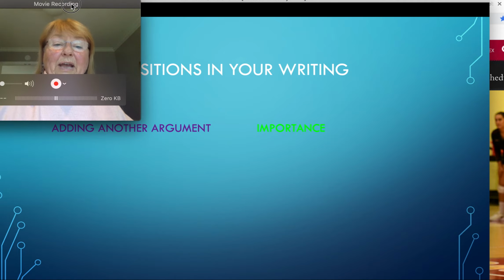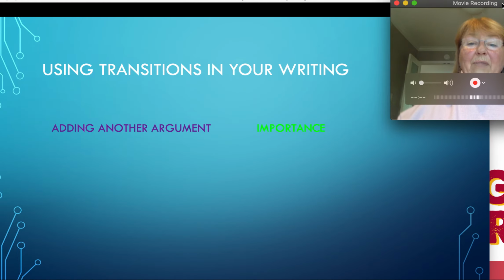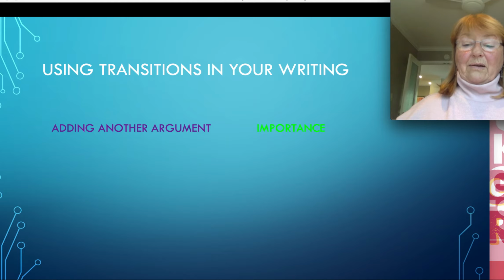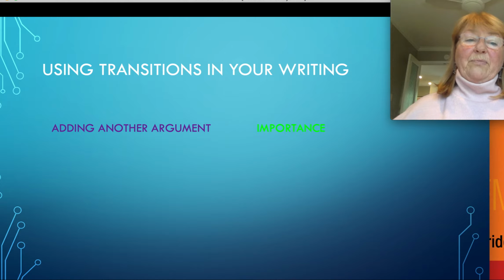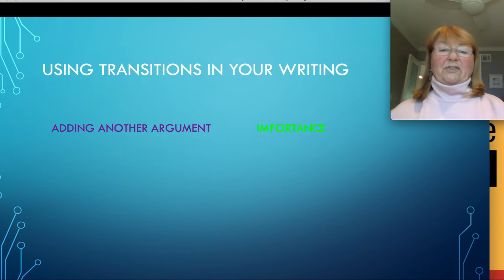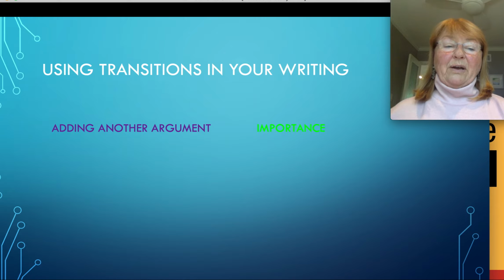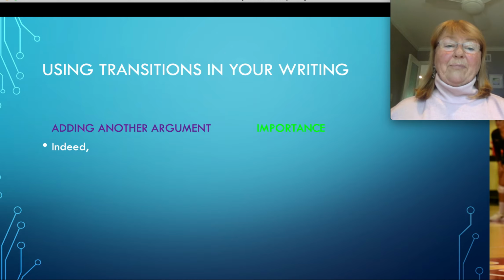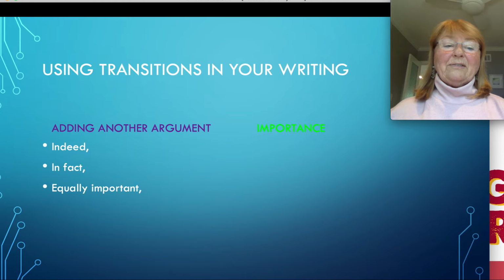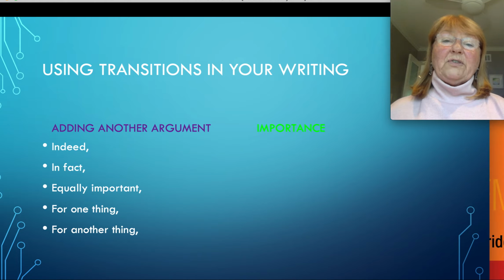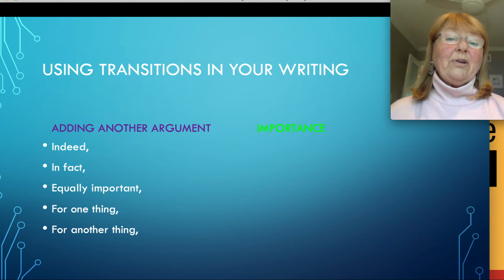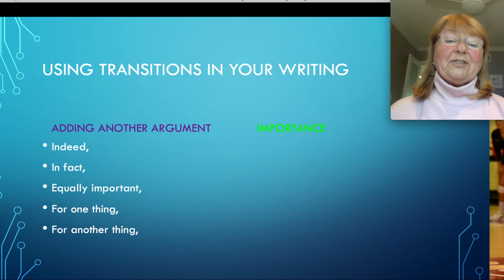Now let's take a look at one more thing about your writing here. There's a piece in your textbook that's quite important. It's about using transitions in your writing. And some of them are listed here. For example, indeed, in fact, equally important, for one thing, and for another thing. Notice that in this case, all those transitions begin a main clause and they're followed by a comma. Remember, punctuation on both sides of a transition.